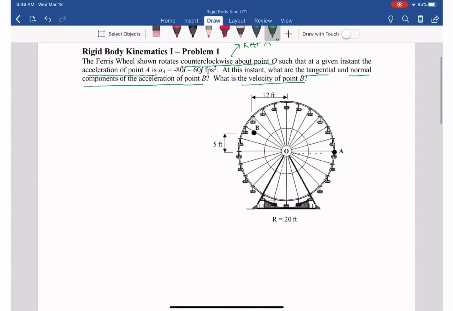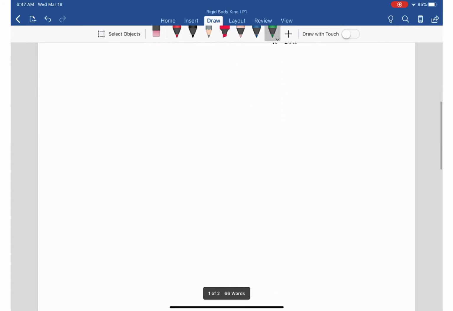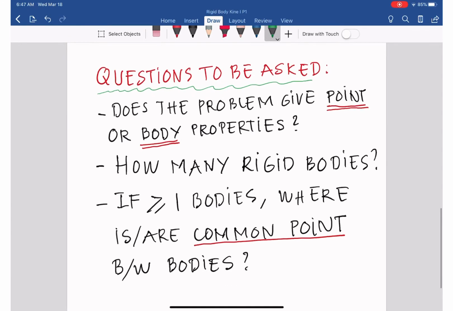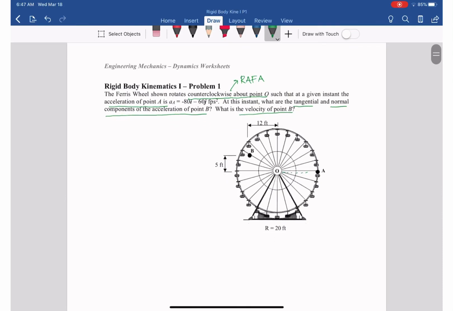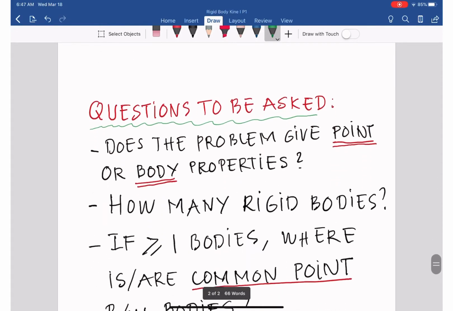So also about velocity. So for this kind of problem, which is a problem in rigid body kinematics, when you read the problem, a few questions you need to ask before you start solving the problem, and I'm going to list them here for you. The first question you need to ask is, does the problem give point or body properties? It's very important. So in this case, they give us the acceleration of point A. So it means that they give us the point properties.